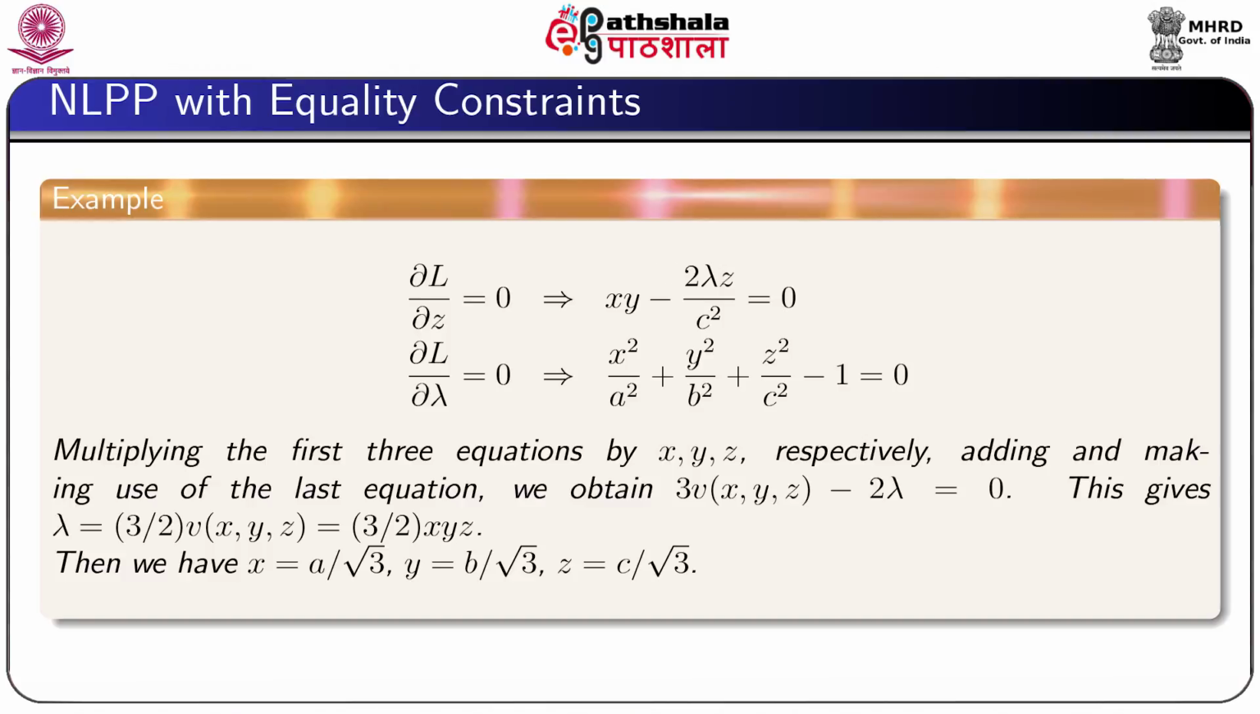Now, multiplying the first three equations by x, y and z respectively and adding, and making use of the last equation, we can obtain 3v(x, y, z) minus 2 lambda equal to 0, and this gives lambda equal to 3 by 2 v(x, y, z), which is equal to 3 by 2 xyz. Thus, we can find x as a by root 3, y as b by root 3 and z as c by root 3 as the dimensions of the parallelepiped.